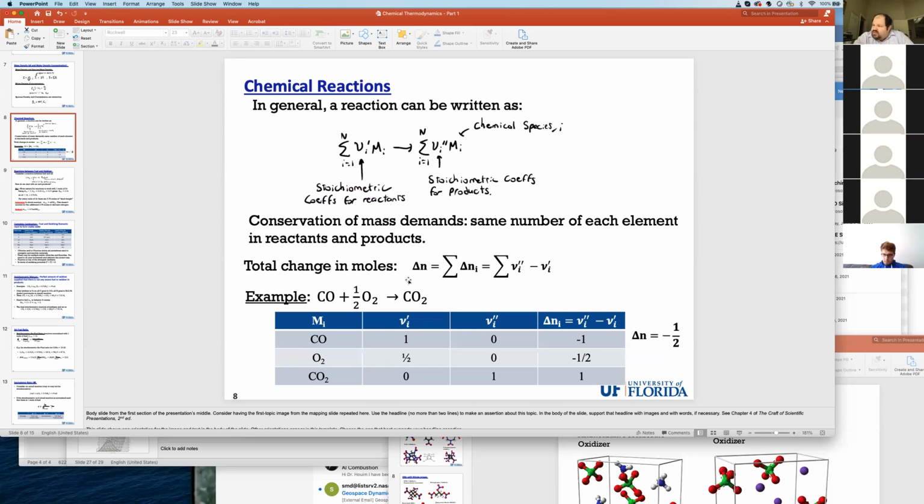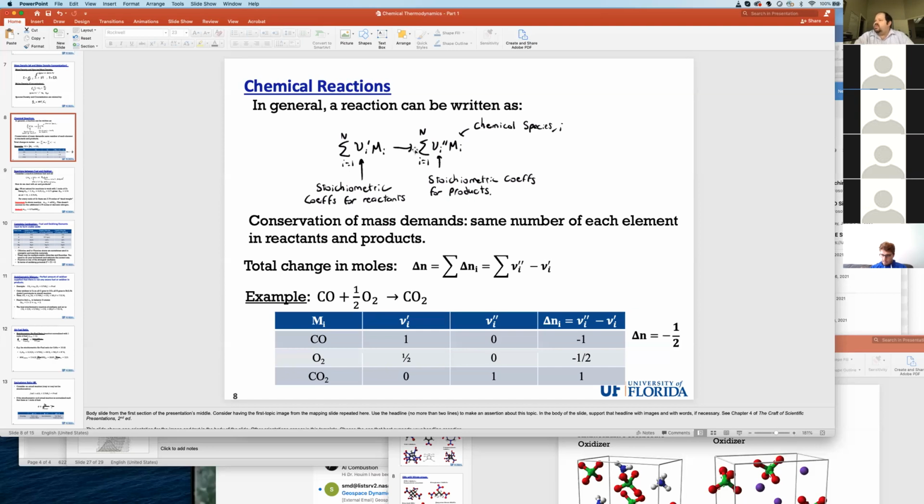So if you look at this example down here, we have a chemical reaction, CO plus 1/2 O2 goes to CO2. Basically this portion here is for the reactants, and so here we have 1 mole of CO plus 1/2 moles of O2. So for M i equal to CO, the stoichiometric coefficient would be 1. And for O2, the stoichiometric coefficient of the reactants would be 1/2.